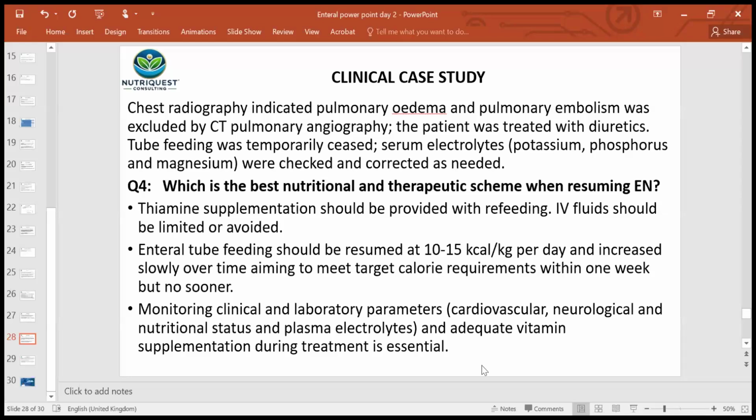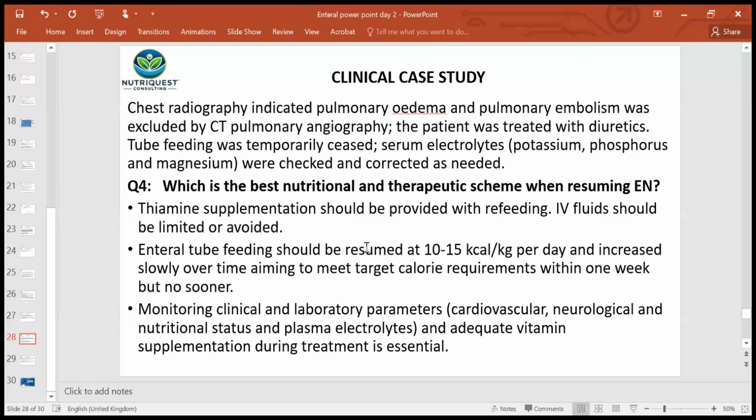So remember, we had started enteral nutrition, but we temporarily stopped it because of the issues of pulmonary edema and pulmonary embolism. So which is the best nutritional and therapeutic scheme when resuming enteral nutrition? One, thiamine supplementation should be provided with refeeding. IV fluid should be limited or avoided. So we need to give thiamine for that. Remember, we looked at thiamine. Then IV fluid should be limited or avoided because we already have pulmonary edema. So please stop IV fluids.